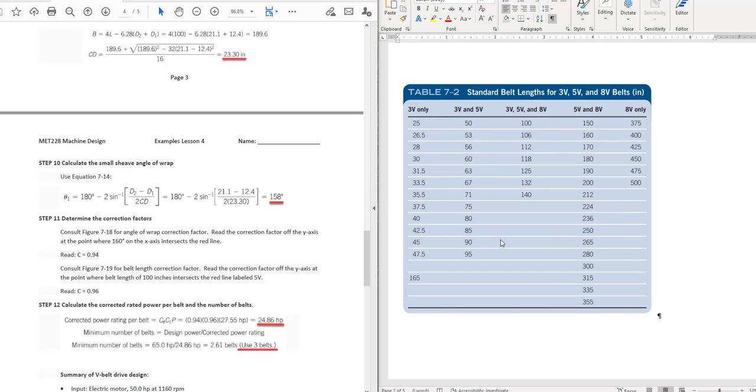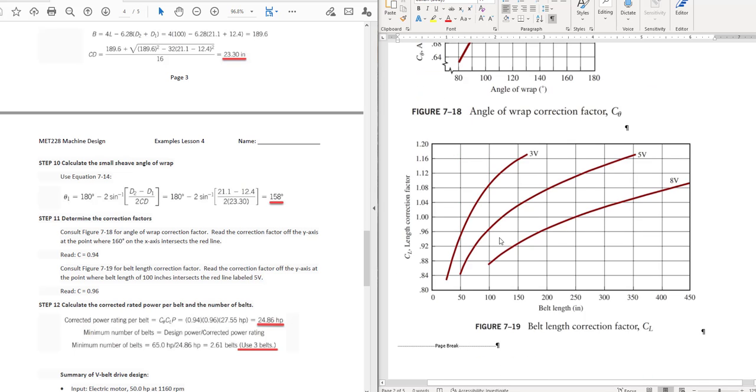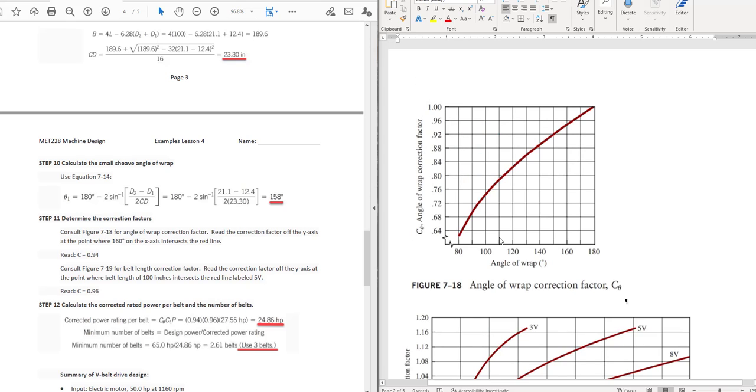That's to determine the correction factors, and there are 2 of them we have to look at. We're going to consult figure 718, this one right over here, for the angle of wrap correction factor. All we're going to do is take our 158, which is pretty close to 160, scan up until it intersects the red line, and then read off the y-axis approximately 0.94. So I get that as 0.94.